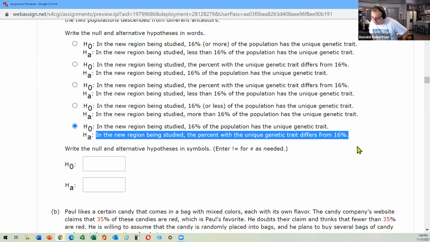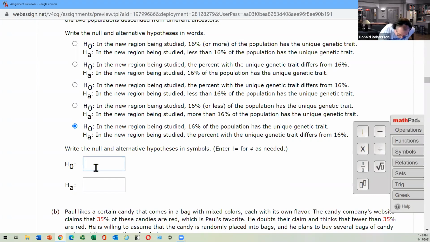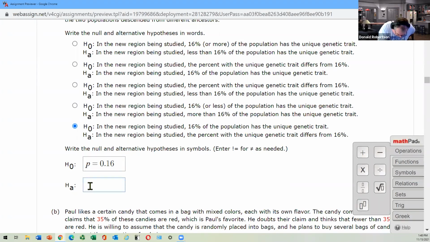Right. Alternate, you're not 16. And in the new region studied, equal to. There we go. So the null hypothesis would be 16%. And the alternate would be it's not 16. There we go, not equal to 16.